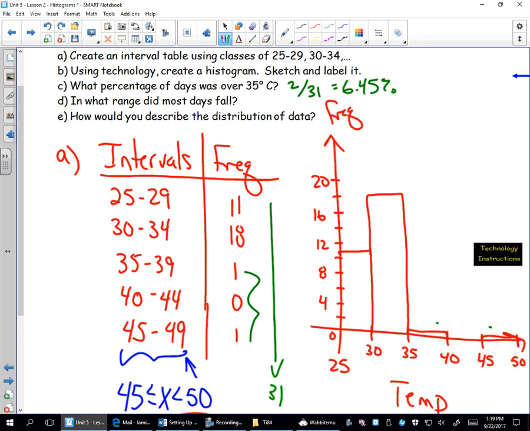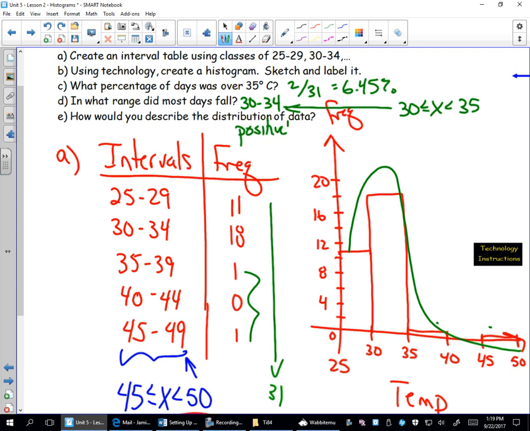And what range did most days fall? In other words, the modal class, where most of the days were between 30 and 34. Or if you want to, you could also write this as 30 up to, but not including 35. That's what it means. And how would you describe the distribution? Well, if I put my smooth curve over the graph, it's kind of like that. I'm missing the positive side. It's been stretched. So we say this is positively skewed.